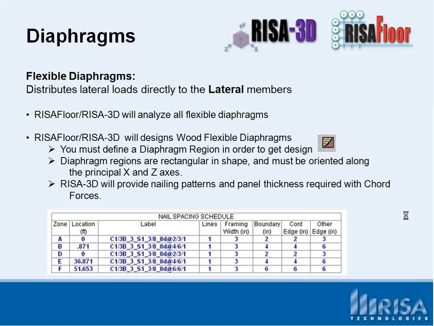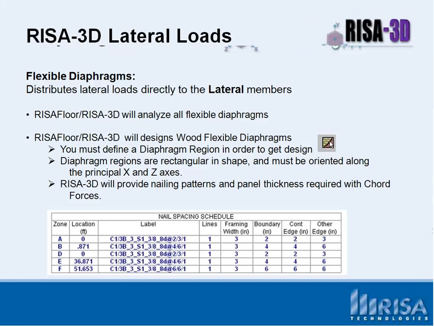You just need to make sure you define a diaphragm region, which is using this icon right here that helps you define the region. The diaphragm regions need to be rectangular in shape, and they must be along the principal axis of X and Z. Then RISA 3D will provide you nailing patterns and panel thicknesses for that wood diaphragm, and it will give you the chord forces in there too. Okay, so that's for your flexible diaphragm.